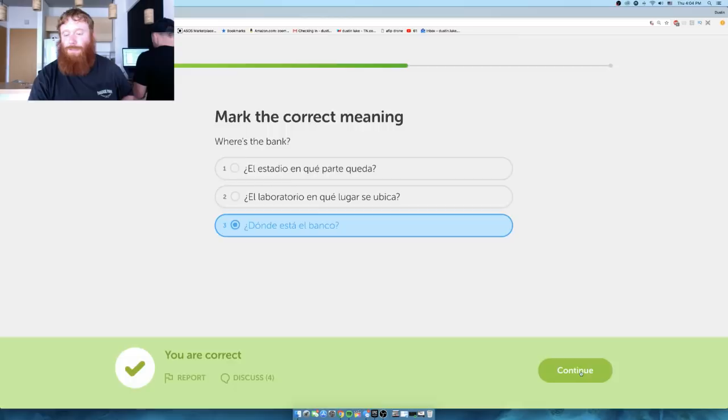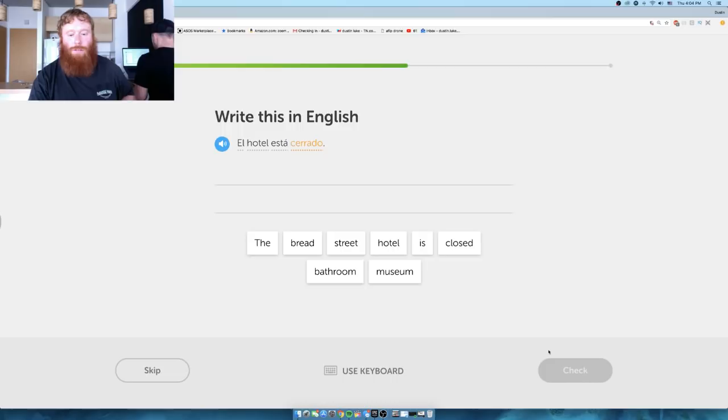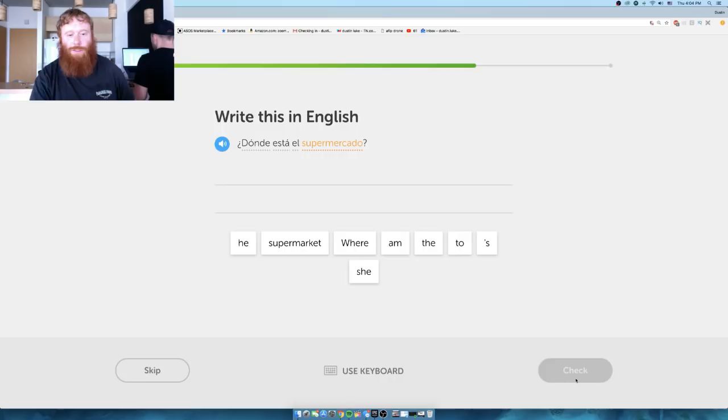El hotel está cerrado. Cerrado. That means closed, because I see that on the outside of businesses when they're not open. So the hotel is closed. ¿Dónde está el supermercado? Well, that sounded really slow. ¿Dónde está el supermercado?